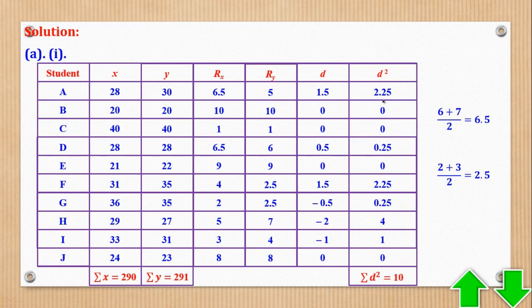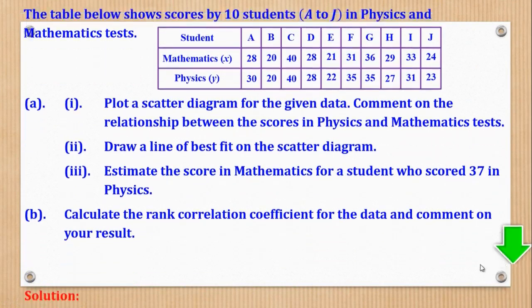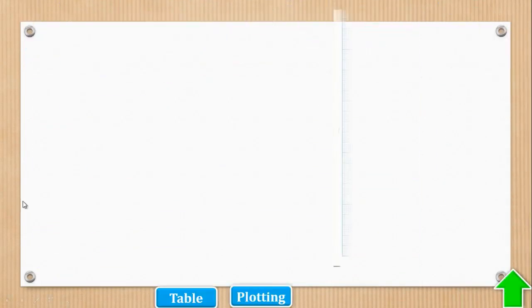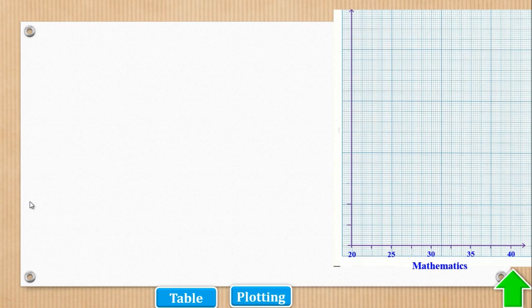Okay, so after tabulating, we can now start answering the questions. The first one was plotting a scatter diagram and commenting on the result. For a scatter diagram, you need a graph paper. So come and get a graph paper. Draw the axes, horizontal and vertical. Then get a suitable scale for the horizontal and also a suitable scale for the vertical.